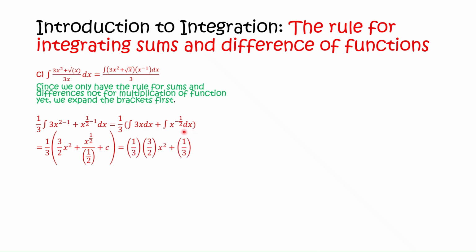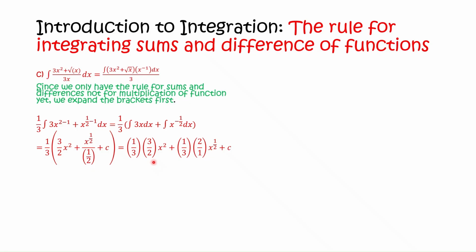And remember, we have over 3, so from the rules of multiplying with the constant multiples, we can take out the 1 over 3 outside the integral function and deal with what's inside, so that we have 1 over 3 times the integral of 3x dx plus the integral of x to the power minus half dx. Now, with that, we add 1, we divide by the new power. So what we would have is 1 over 3 outside the brackets, and inside we'd have 3 over 2 x squared plus x to the power half divided by half plus c.